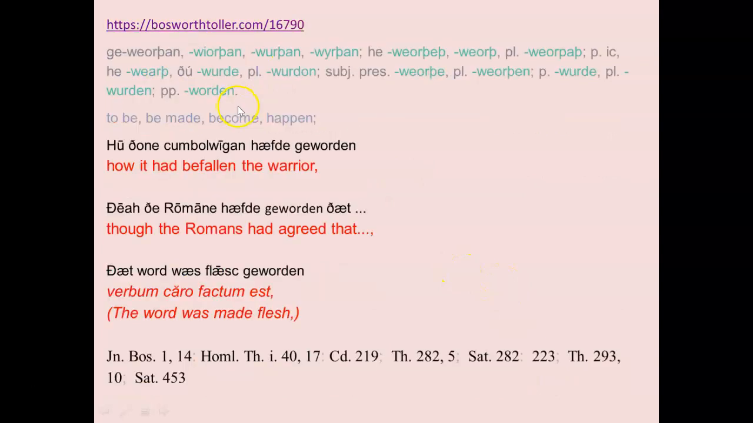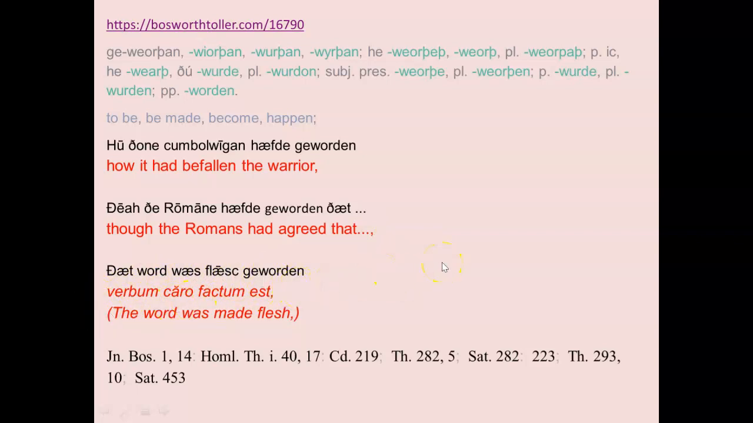Okay, so where are we here? Weorthan. Okay, and then under weorthan, there are a couple of examples as I went through them. Hu hit gewurden hæfde wicingum, how it had befallen the warrior. Þa Romana gewurden hæfdon þæt, though the Romans had agreed that. That is a conjunction here, a subordinating conjunction, so it's bringing in a bit after, but gewurden there is a past participle, so it's the end of that clause. Then there's a conjunction and so on, some other words after that. That word was flesh geworden. Okay, the word was made flesh.